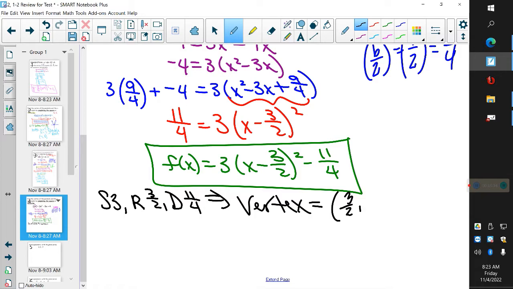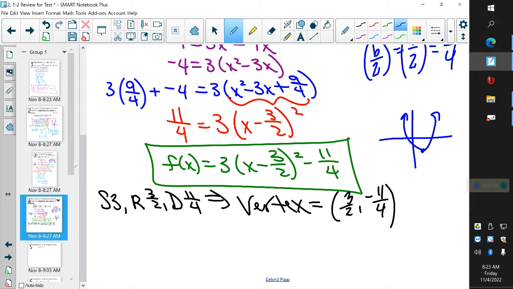Positive 3/2, negative 11/4, which means if I do a quick sketch, I'm at positive 3/2, down here to negative 11/4. Am I opening up or down? I am not reflected, so that means I'm automatically opening up. What can you conclude? There are x-intercepts that are real. They do cross the x-axis.